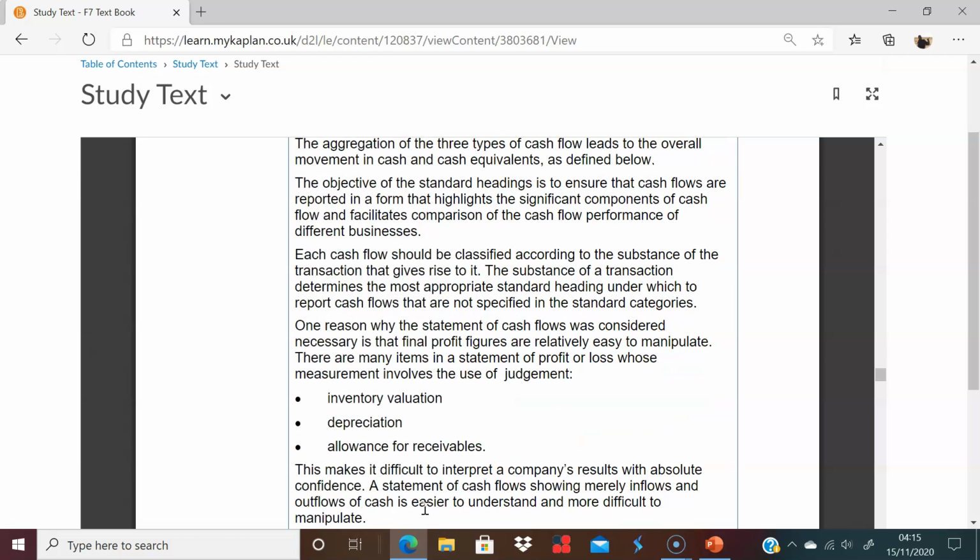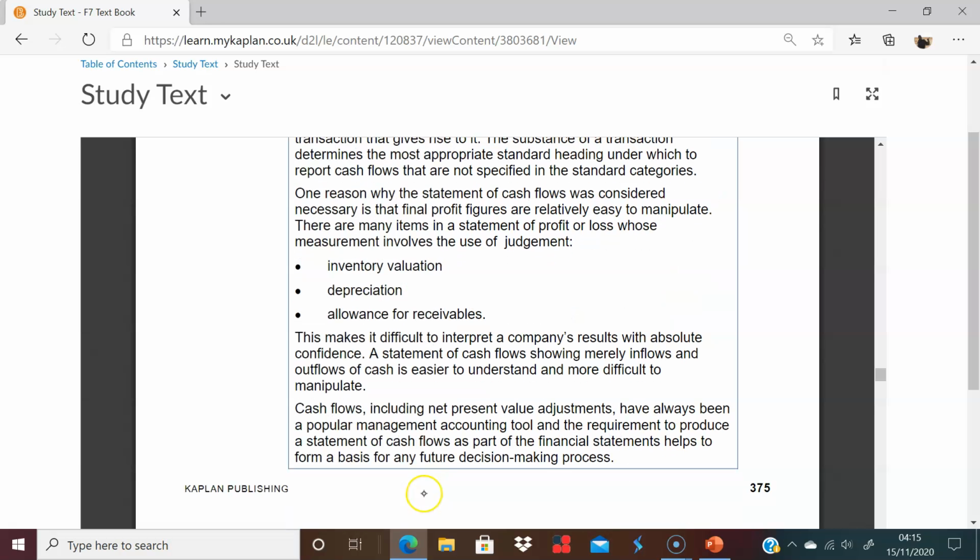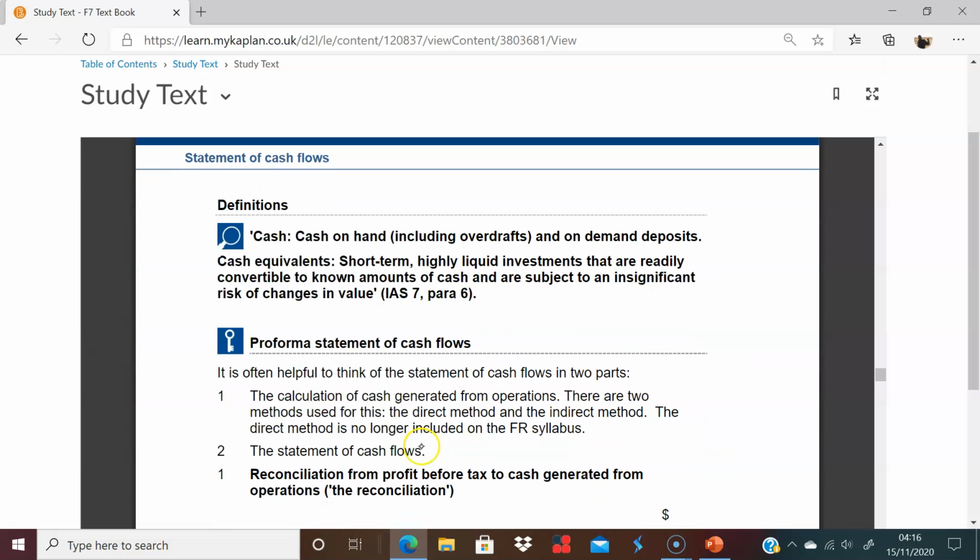So the key point here, as you'll see from my previous videos, is that one reason why the statement of cash flows is considered is because the final profit figures are easy to manipulate. We have in there depreciation, allowance for receivables, inventory valuation. So definitely the point is that you can't change cash. Cash is cash. As opposed to profit, you can manipulate it and adjust it by using different policies. And of course, there's a lot of judgment that goes into that, isn't there?